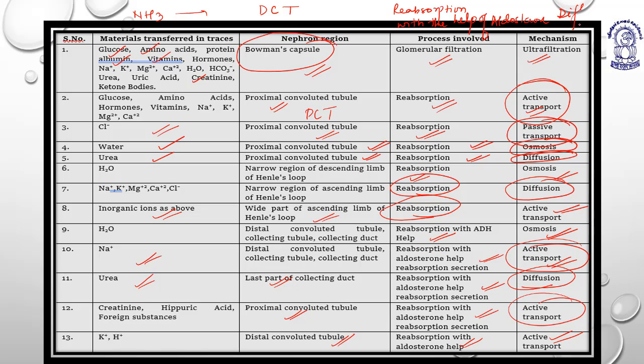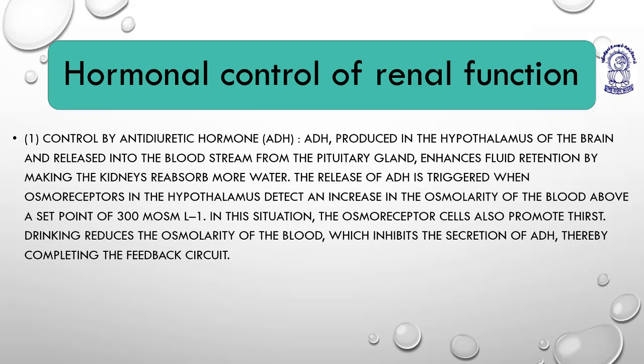Diffusion. The mechanism is diffusion. Okay, urea. Then urea, ascending limb of loops of Henle, thin ascending limb. It is also through diffusion. Okay, diffusion. So this is the summary of all the events which occurred in the nephron.